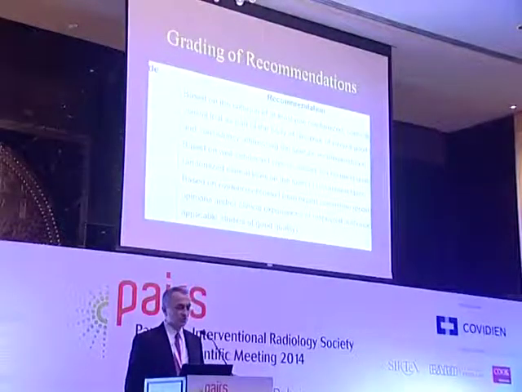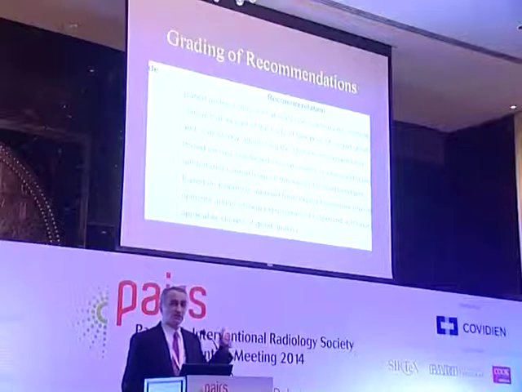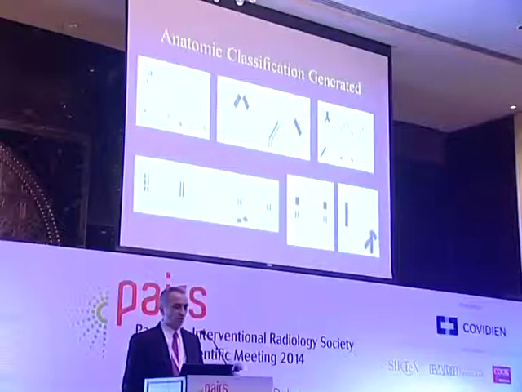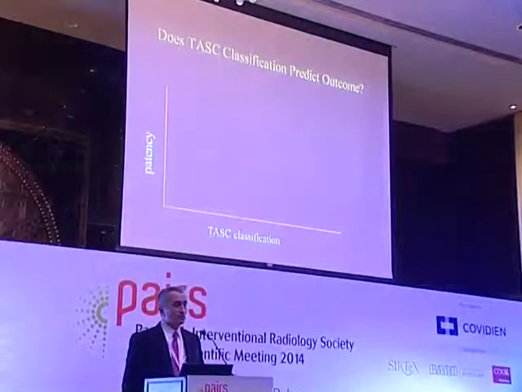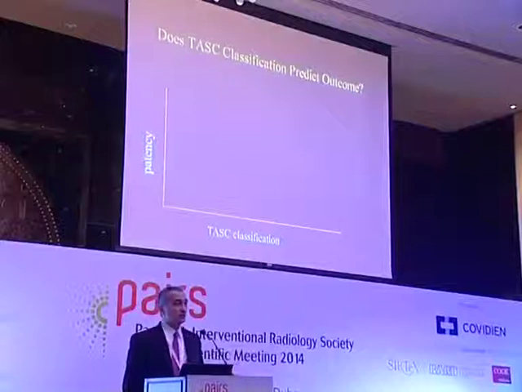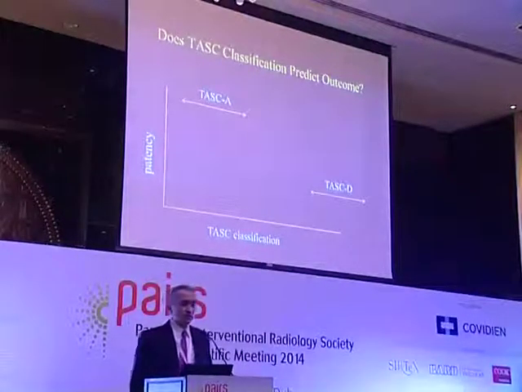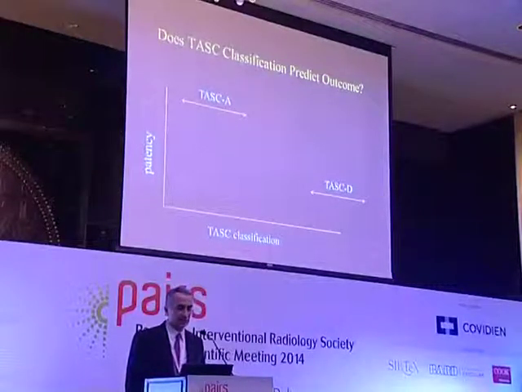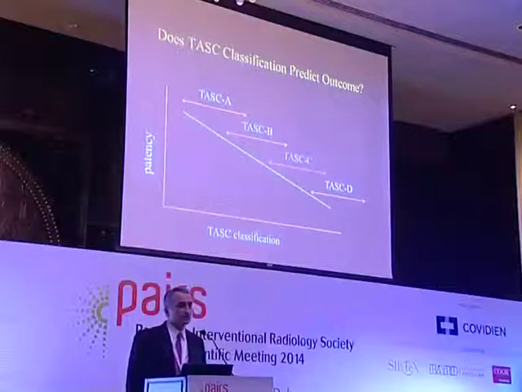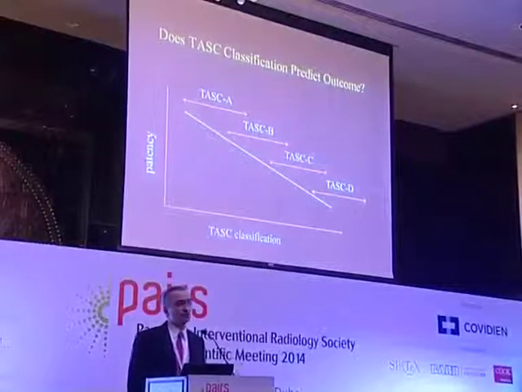The recommendations of A, B, and C you are familiar with. The slides are cut down the side, but I suppose it's okay. We are all familiar with the classifications, so I won't belabor those. And this is what we have found over the years in terms of patency and the TASC classification. We know that there's a difference between TASC A and D in terms of patency and outcome. Between B and C, and then C and D, there's significant overlap. This is what we see with all classifications.